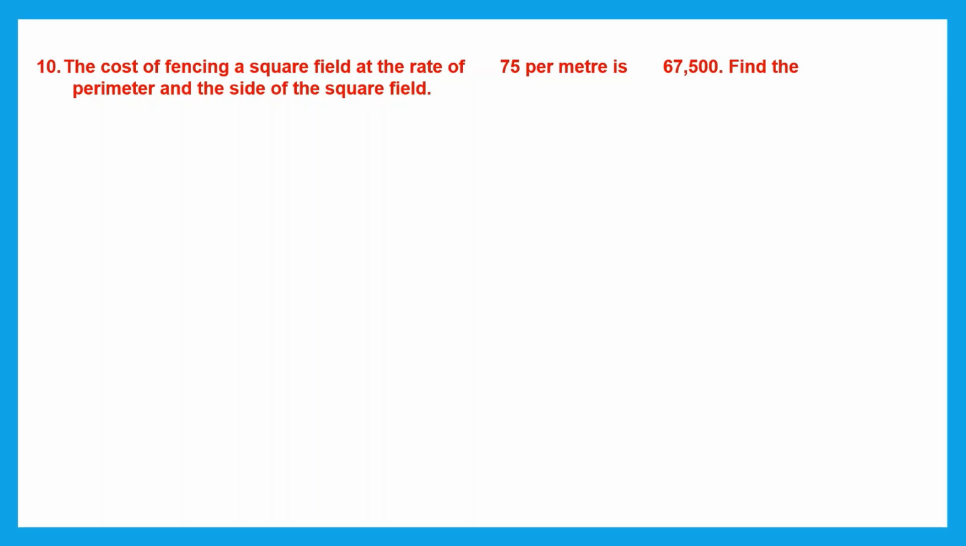Question 10. The cost of fencing a square field at the rate of 75 rupees per meter is 67,500. Now we need to find the perimeter and the side of the square field with what is given to us. So let's begin. Now total cost of fencing is given to us, isn't it? So the total cost of fencing is 67,500 rupees. And we've also been given the rate per meter. Per meter it is 75 rupees.